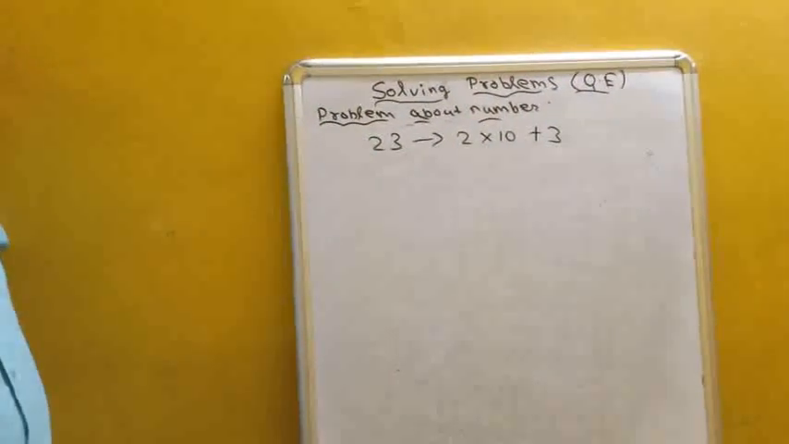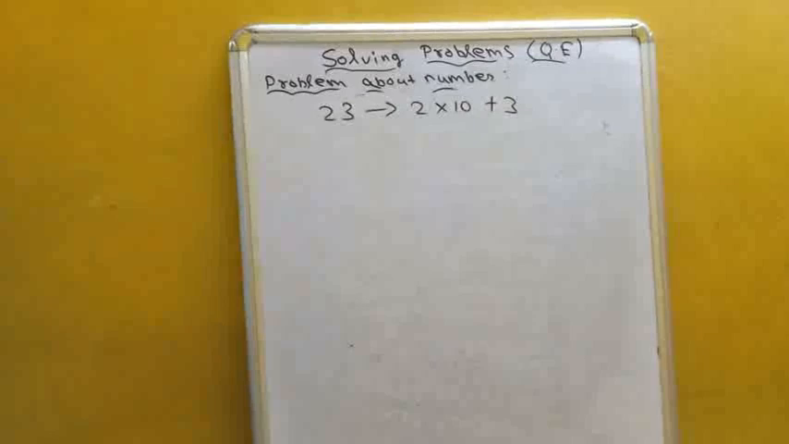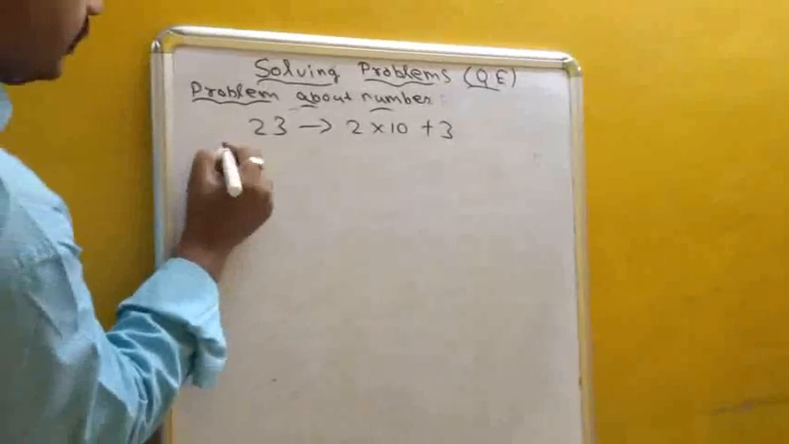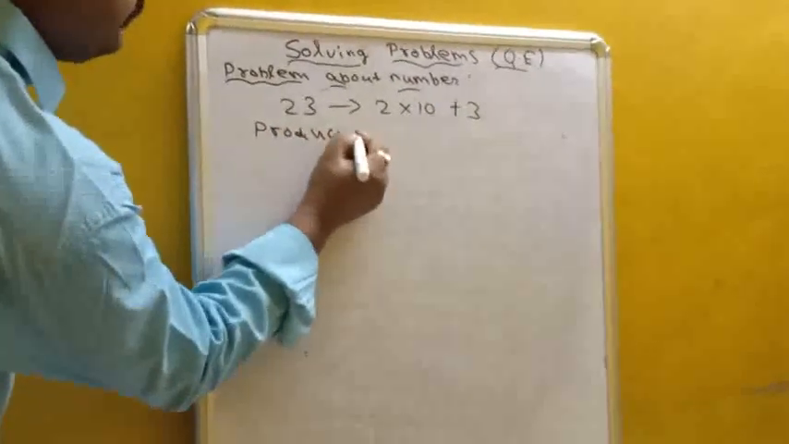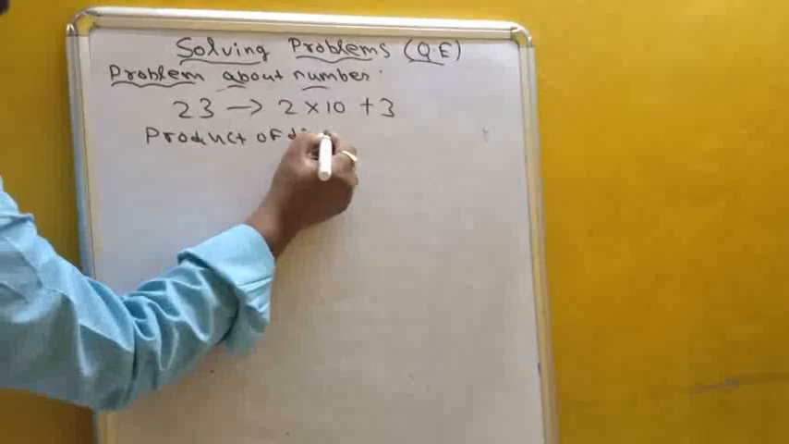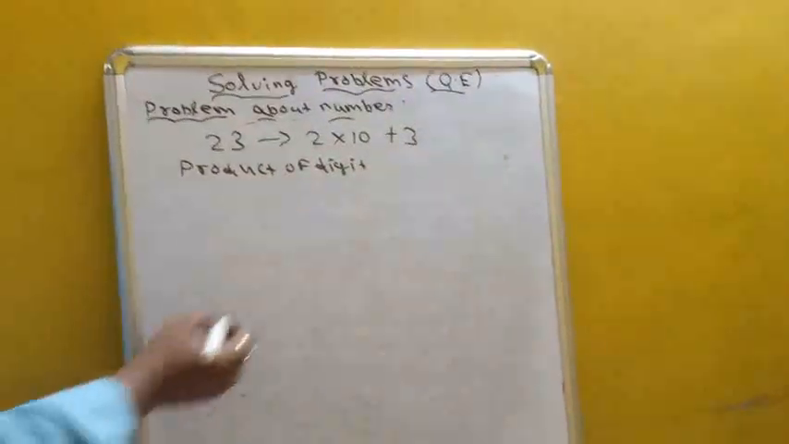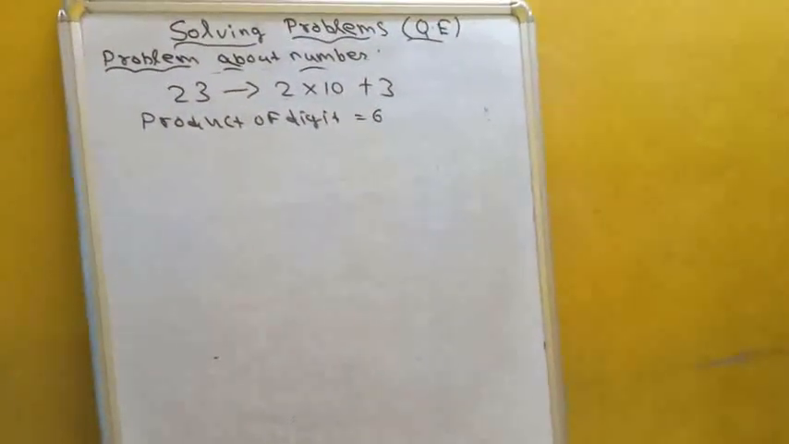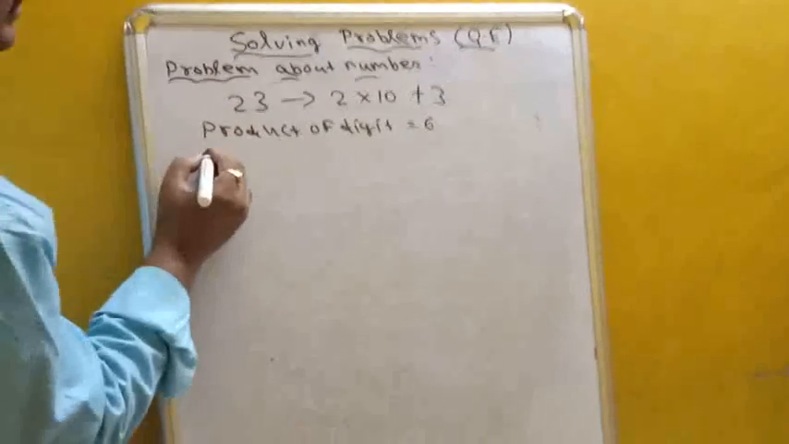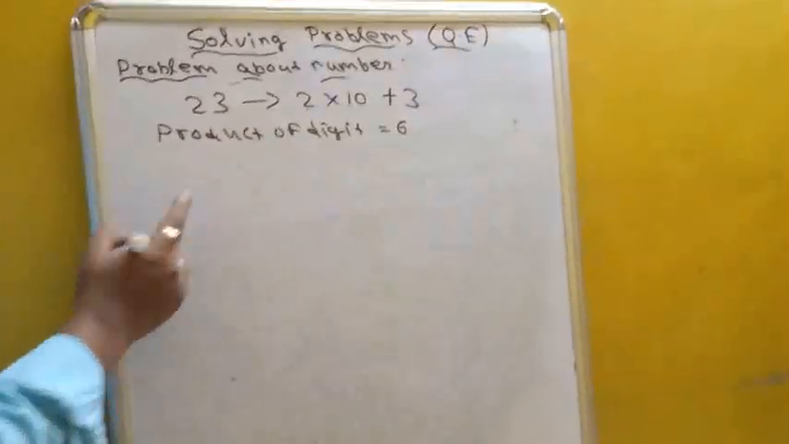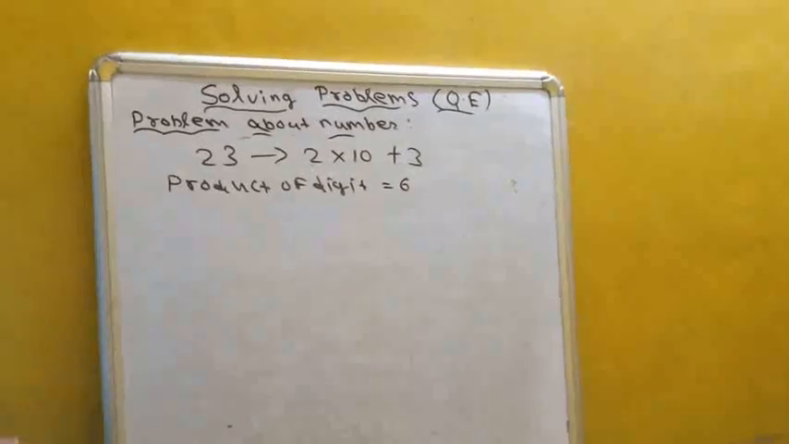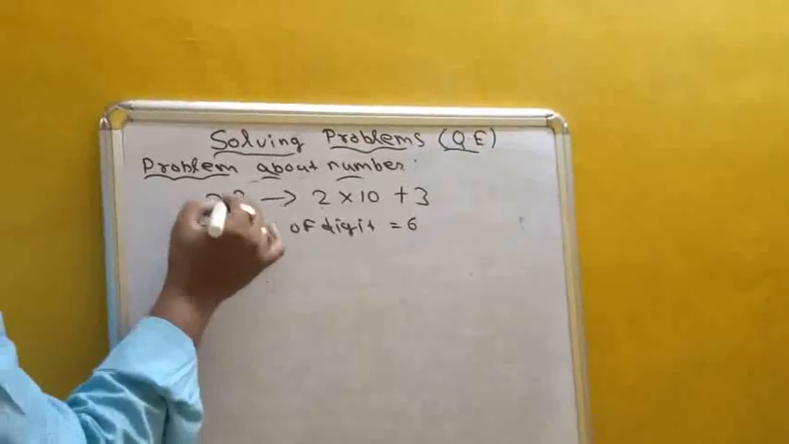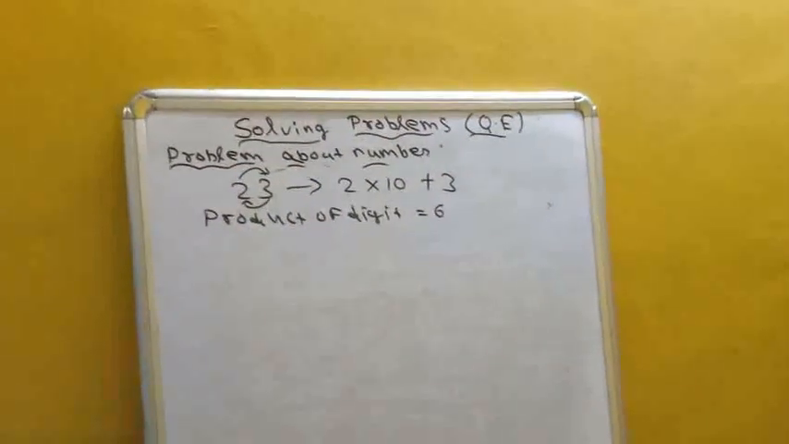How can I ask you? A two digit number is such that the product of the digits is 6. Which ones are the digits? The digits are 2 and 3, we can say. 2 times 3 is equal to how much? He told 6. Yes or no? And when 9 is added to the number, the digits interchange their places. Meaning 3 comes in the place of 2, and 2 comes in the place of 3. So find out the number.